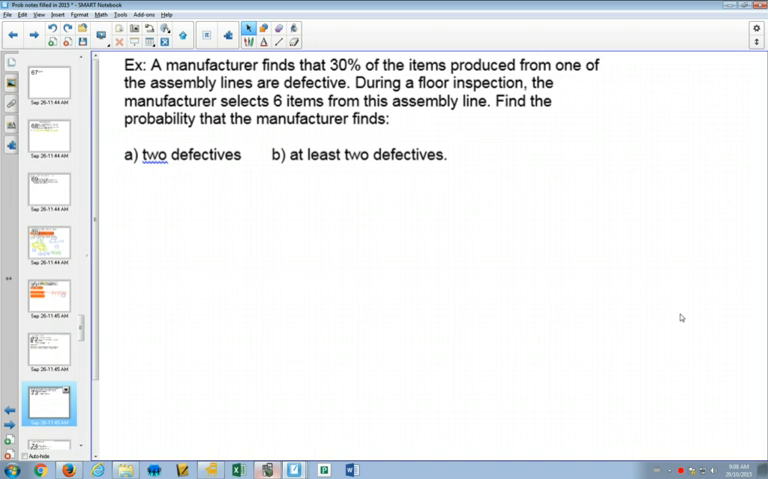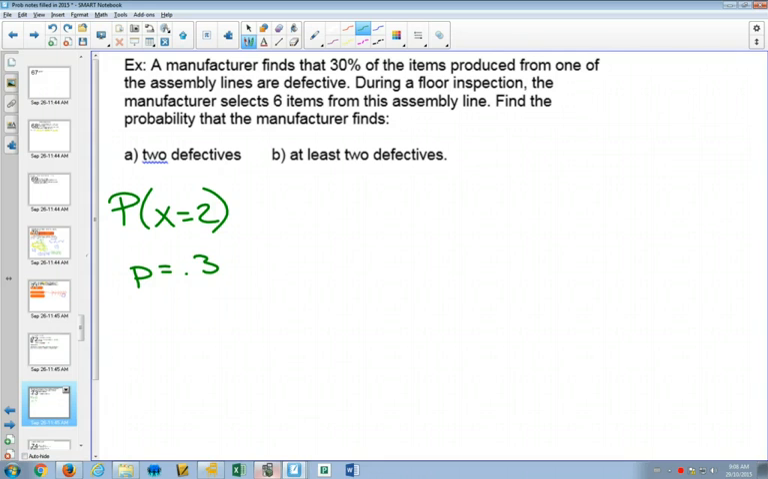But anyway, so they take 6 out, and we want to find the probability that 2 are defective. So what we're trying to find here, what is our probability that 1 is defective? Our p-value is 30%. And we've had 6 trials.